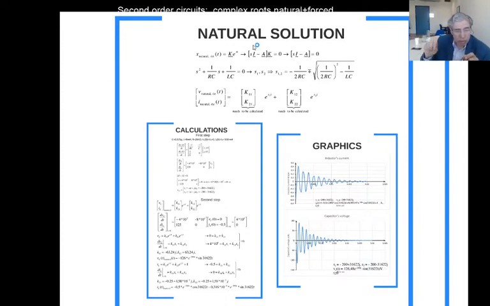Remember that natural solution is related to when the energy is stored by the initial conditions of the circuit. No independent source included. No independent source means no particular solution. So in this case, my solution, which has a special name, is called the natural solution. So I will be calculating the k values for this case.